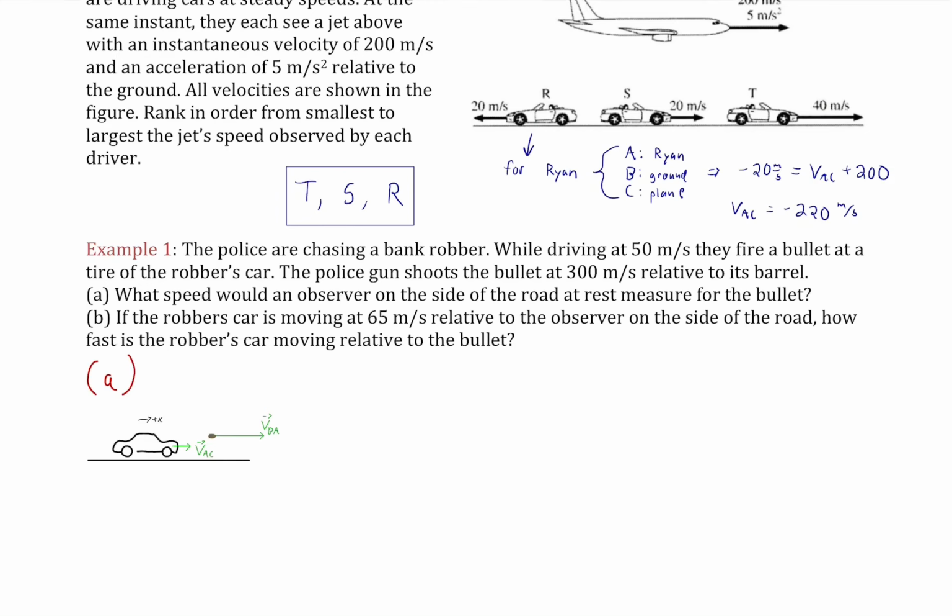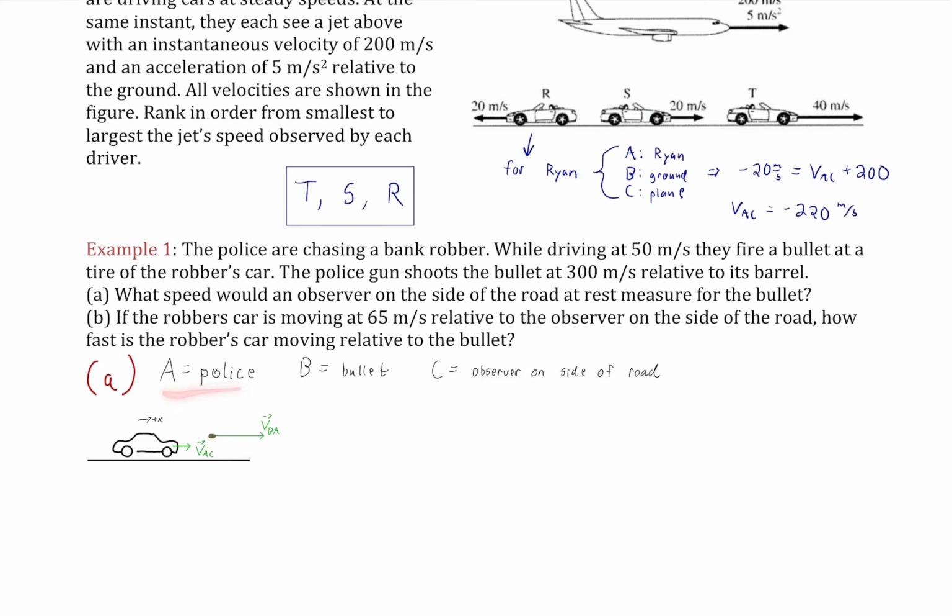Someone on the side of the road would observe what? Well, of course, 350, right? Because it would just be the speed of the car plus the speed of the bullet. So that person at rest on the side of the road would see that bullet fly by at 350 meters per second, okay? So that's the result we expect. Is that what we're going to get when we use the more methodical approach of using the relative velocity equation? Well, it better be.